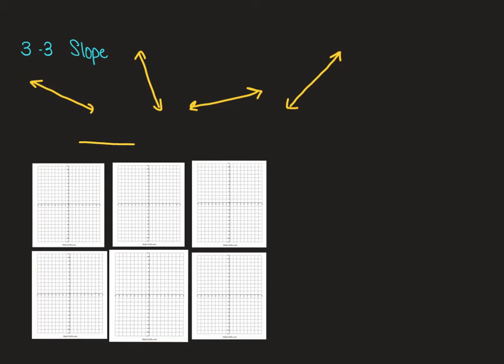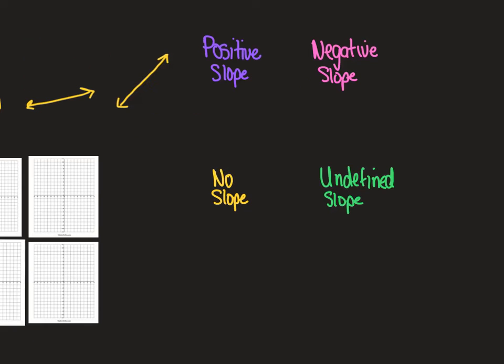Sometimes you can go on something that's completely flat. These are all different examples, different slopes. Some of these are positive, some are negative, some are large numbers, some are small numbers. All right, there are 4 categories. We can have a positive slope, a negative slope, no slope, and undefined slope.